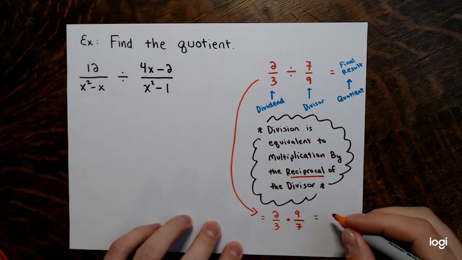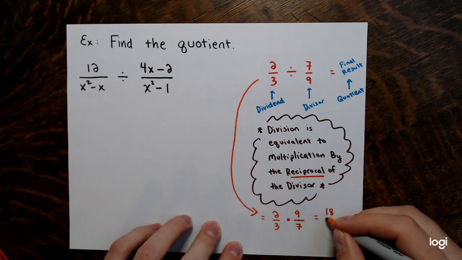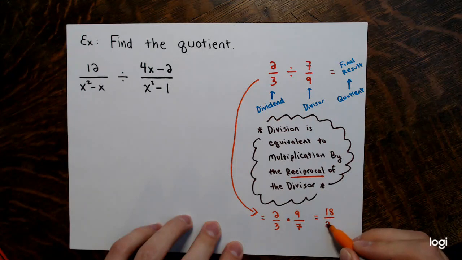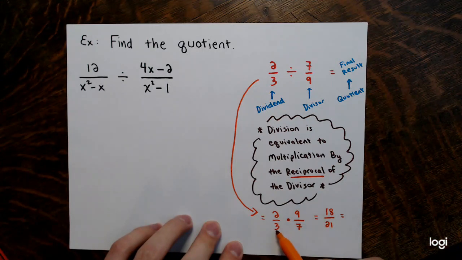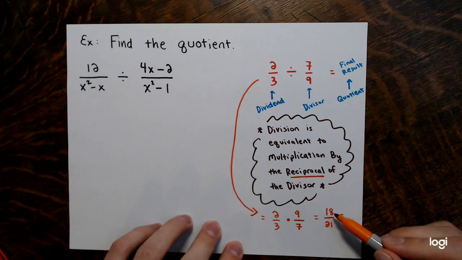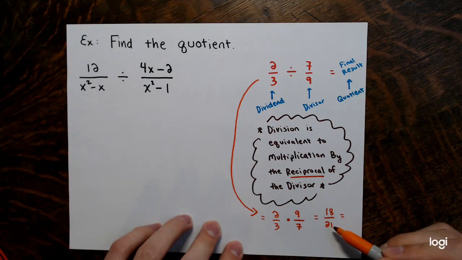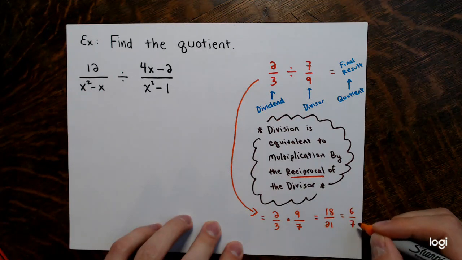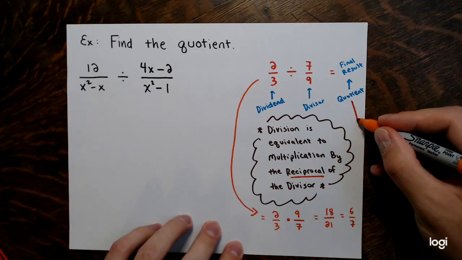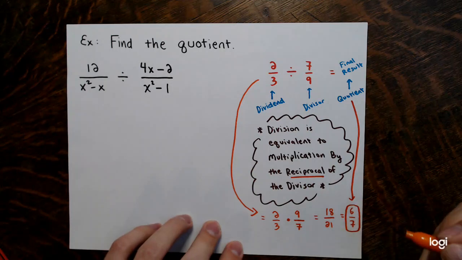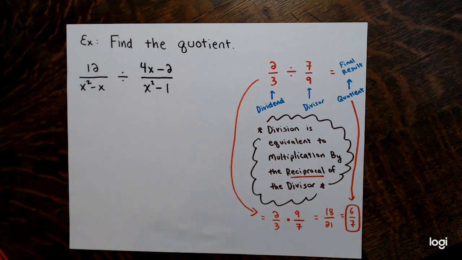Then I would just do plain old multiplication of fractions like usual. Multiply the numerators, 2 times 9 is 18, divided by the product of the denominators, 3 times 7 is 21. You may have already seen that both of these have a common factor of 3. 18 is 3 times 6, 21 is 3 times 7, and you divide out the 3, and you're left with 6/7. This 6/7 we would be calling the quotient, the result of the division of the dividend by the divisor.